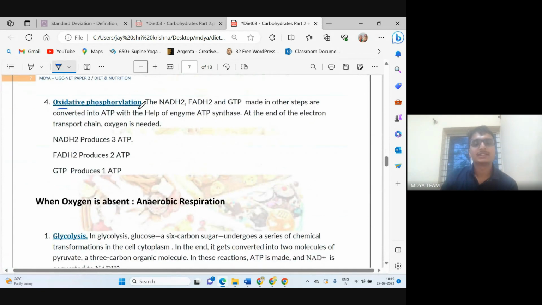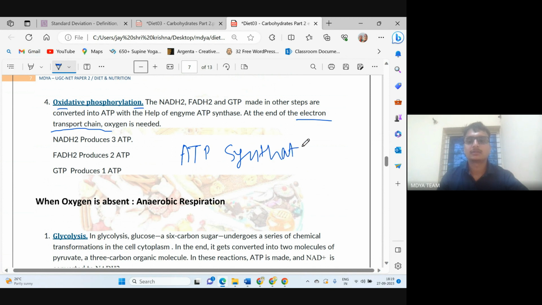The fourth step is oxidative phosphorylation. This is also known as the electron transport chain. And the main enzyme which works in this reaction is ATP synthase. The enzyme name is not written here. Yeah, ATP synthase enzyme.